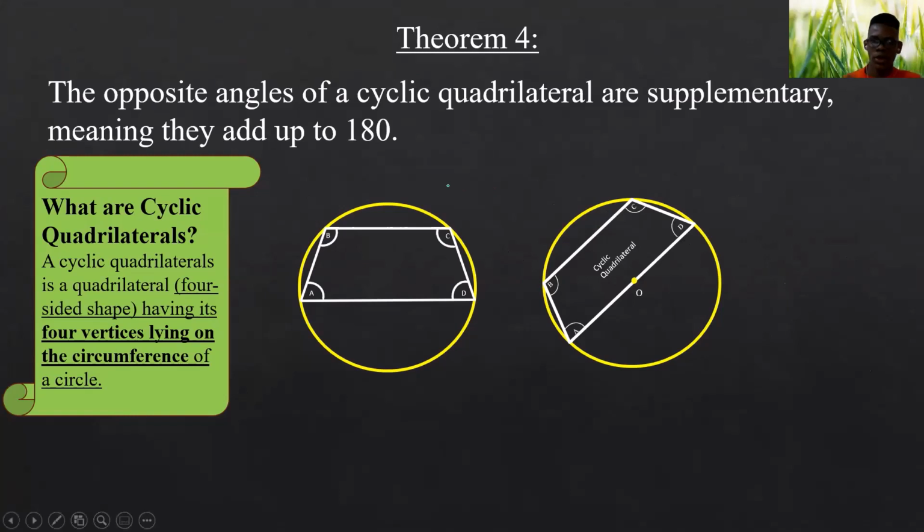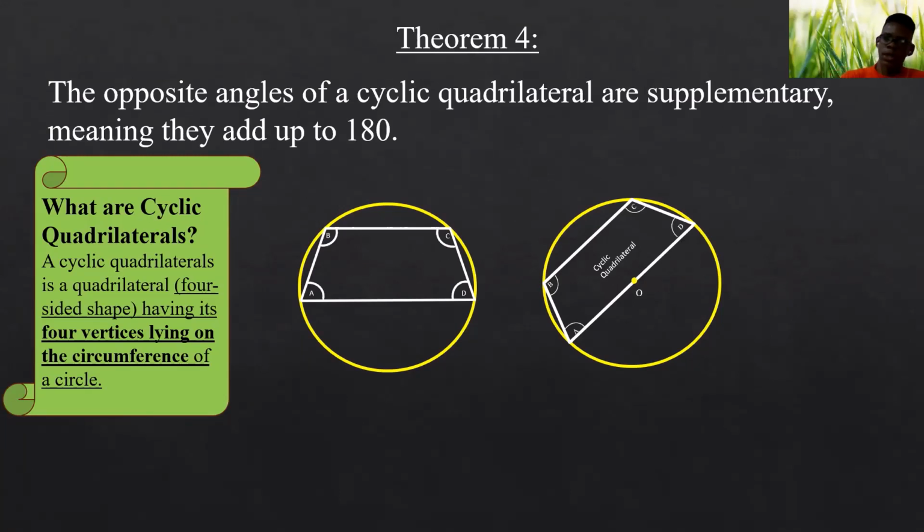Okay. Good. Now let's actually get to what the theorem is saying. It says that the opposite angles of a cyclic quadrilateral are supplementary. And we know what supplementary means. We know that the internal angles of a triangle are supplementary, meaning that they add up to 180.